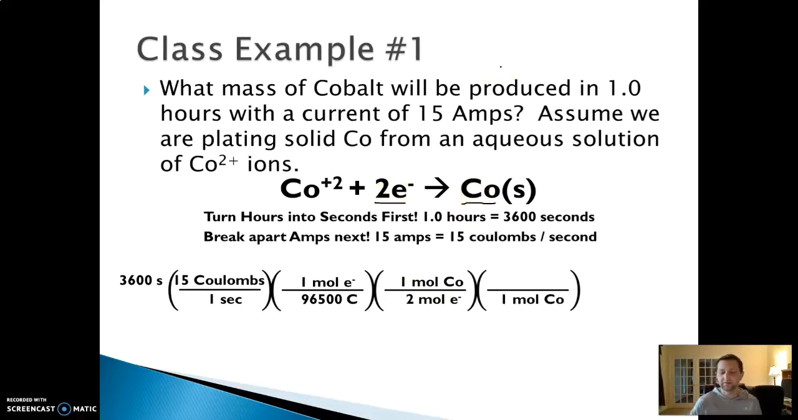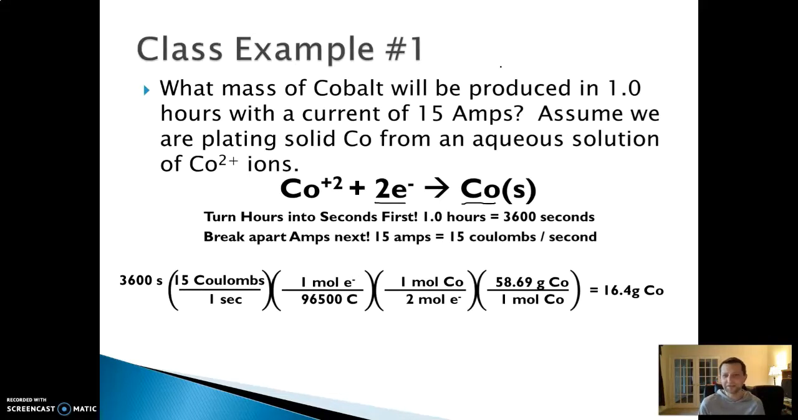You convert moles of cobalt into grams. So cancel out 1 mole of cobalt, go to grams of cobalt. Molar mass from your periodic table is 58.69. Knock it out in your calculator, you get 16.4 grams of cobalt. So if you let this cell run for an hour with the current of 15 amps, this electrolysis, you would make 16.4 grams of cobalt on your electrode.